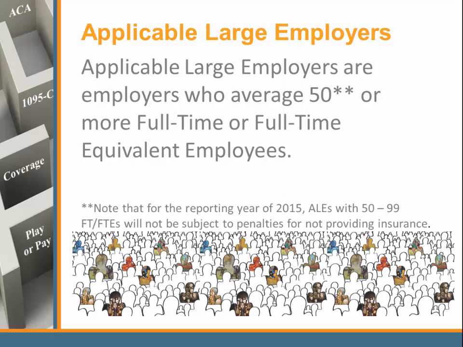Well, the term applicable large employer refers to any employer who averages 50 or more full-time or full-time equivalent employees in the look-back measurement period of up to 12 months. Please note that just for the reporting year of 2015, ALEs with 50 to 99 full-time or full-time equivalent employees will not be subject to penalties for not providing insurance.